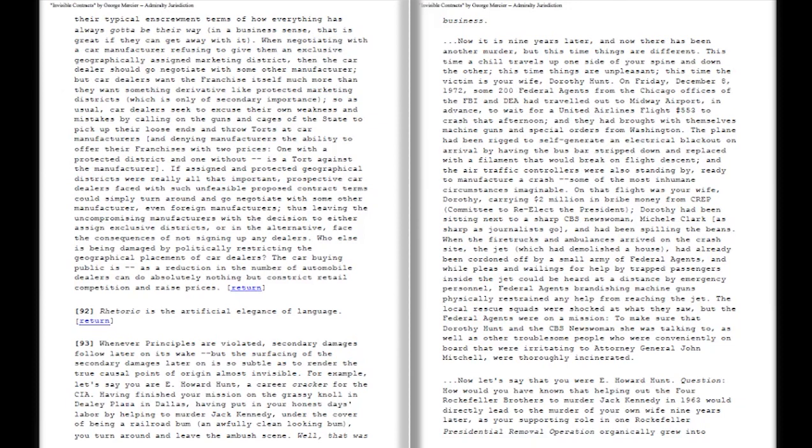Return. 93. Whenever principles are violated, secondary damages follow later on in its wake, but the surfacing of the secondary damages later on is so subtle as to render the true causal point of origin almost invisible. For example, let's say you are E. Howard Hunt, a career cracker for the CIA. Having finished your mission on the grassy knoll in Dealey Plaza in Dallas, having put in your honest day's labor by helping to murder Jack Kennedy, under the cover of being a railroad bum, an awfully clean-looking bum, you turn around and leave the ambush scene.